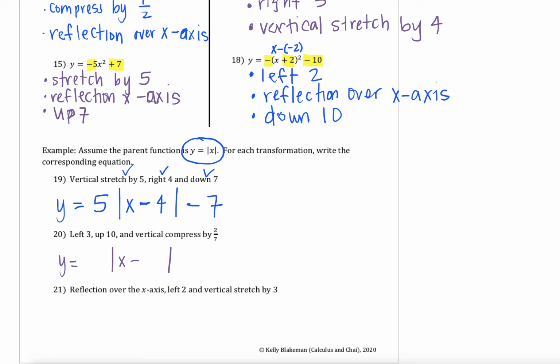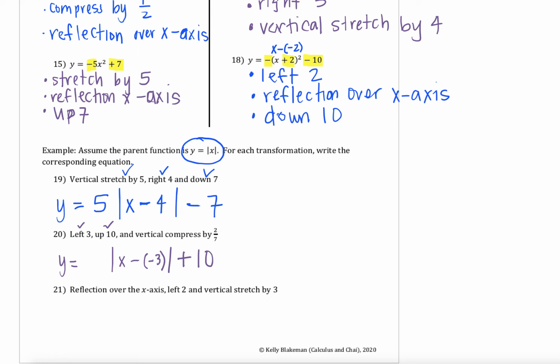So let's check this. Our first one being left 3 tells me that I need to sub in a negative 3 inside the function. So that left, right always happens inside. Because it's going to the left, I'm subbing in a negative 3. Up 10 happens outside the function, and I'm adding that number to it. So I get plus 10 outside the absolute value.